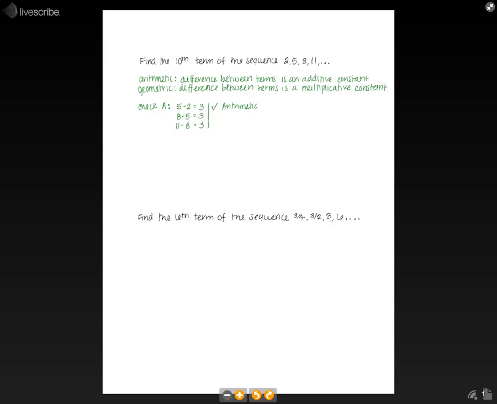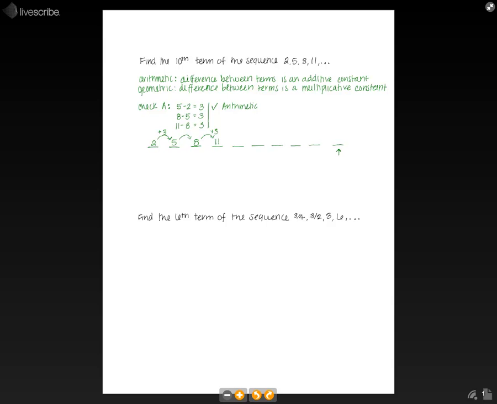So let's go ahead and list our terms we have. The first term is 2, the second term is 5, the third term is 8, the fourth term is 11, 5, 6, 7, 8, 9, 10. So this is the term that we're looking for, the 10th term. Since we found out that this is arithmetic, we also know that the difference between all the terms is 3. So to get from one term to the next term, what we do is add 3. Okay? And that works for every set of terms.